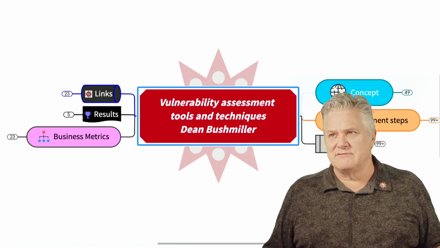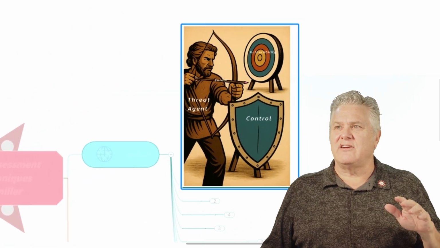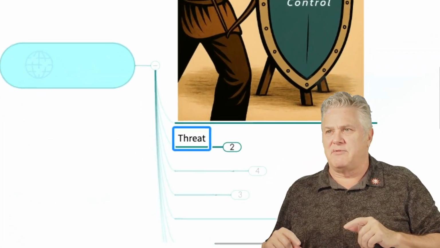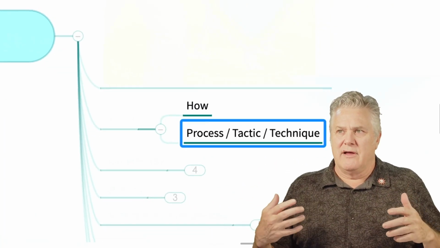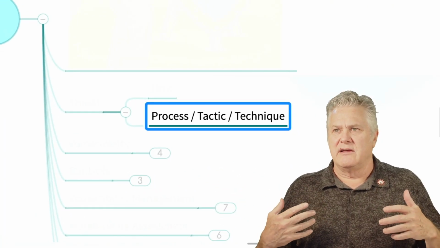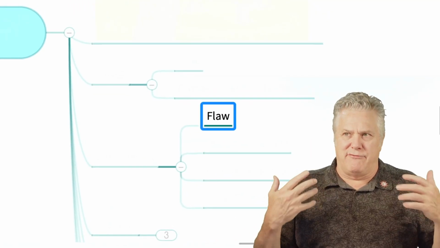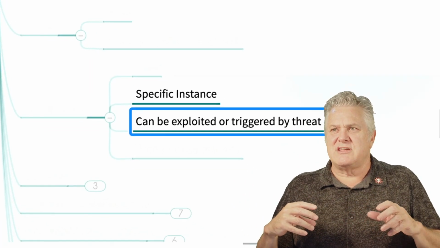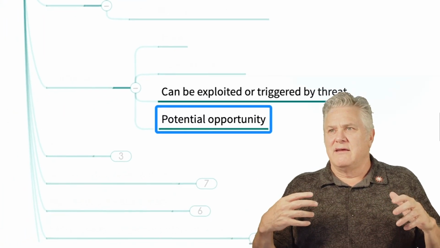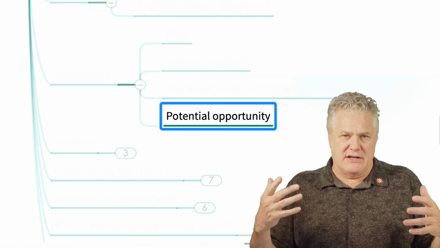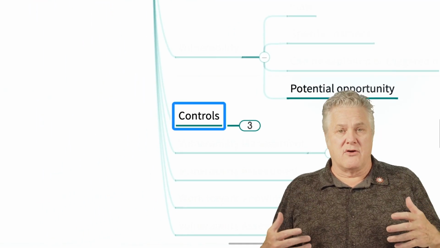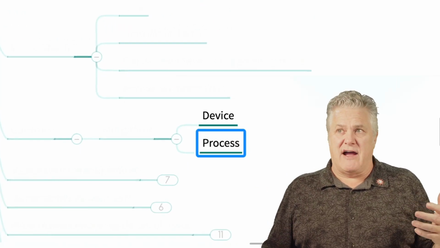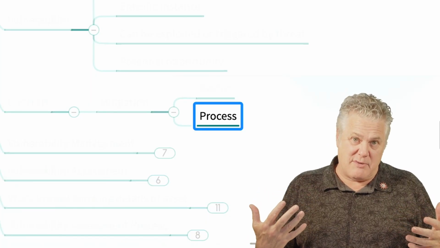So let's get started. The idea here is, well, there's threat agents, threats, controls, and we're really talking about the vulnerabilities up there. The threat is how, and that's the process, tactic, or technique. For vulnerabilities, now we're talking about the flaw, or this is going to be the specific instance on a particular machine. And this can be exploited or triggered by a threat. It's a potential opportunity, and so we want to stop that. Remember, there are controls that we could put in place. They're also called mitigations. That could be a device like a firewall or a process. And we're talking about the vulnerability.